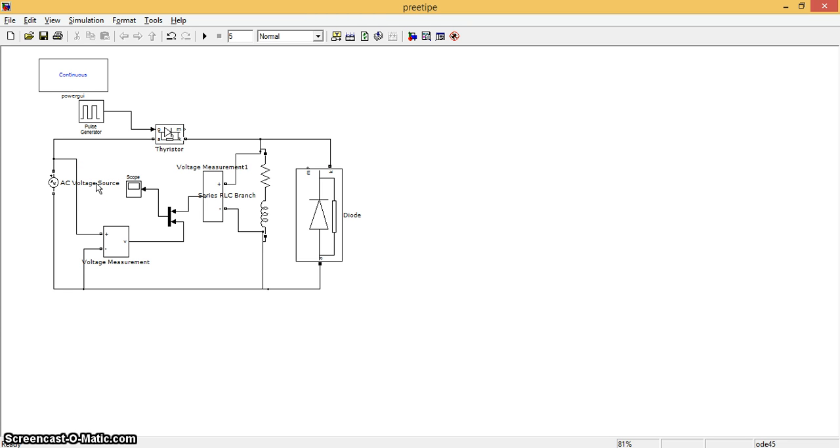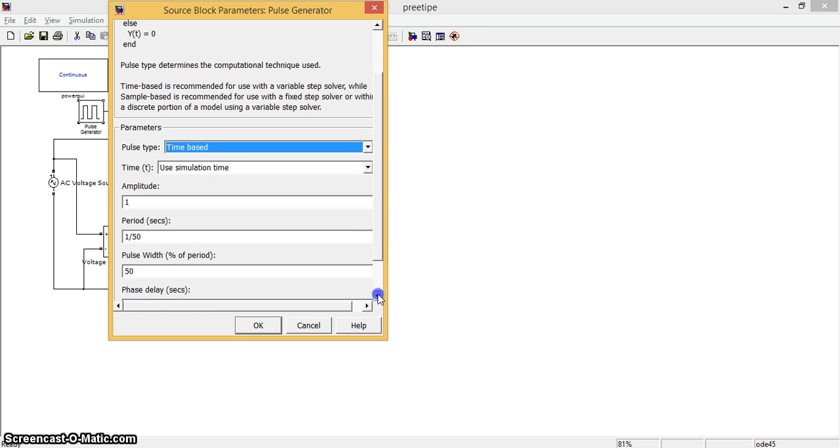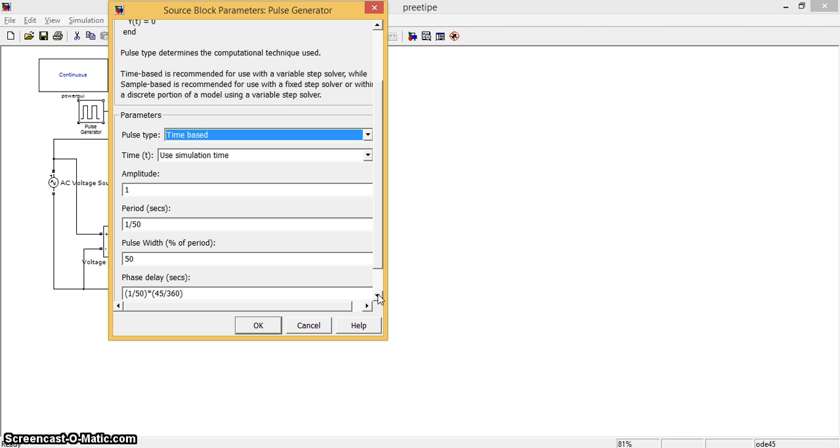Now let's go to the simulation. This is the pulse generator. You can get this in Sources. In the pulse generator we have kept the amplitude as 1 and the frequency as 50 Hertz. So in time we have to put 1 by 50, so that becomes the period.